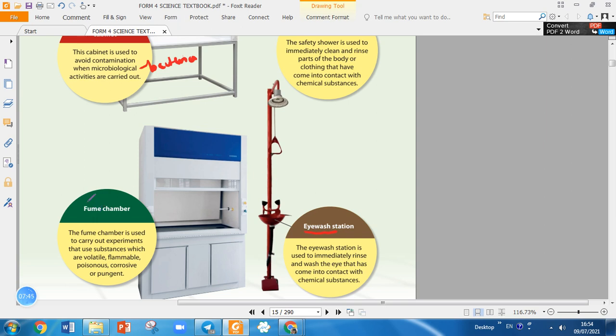Next one will be the fume chamber. The fume chamber is used to carry out experiments that use substances which are volatile, flammable, poisonous, corrosive, or pungent. Flammable here means easily combustible. Volatile means easily changing to gas. Poisonous means dangerous, containing poison. Corrosive means it will make your hand or your skin injured. Pungent smell means bad smell.